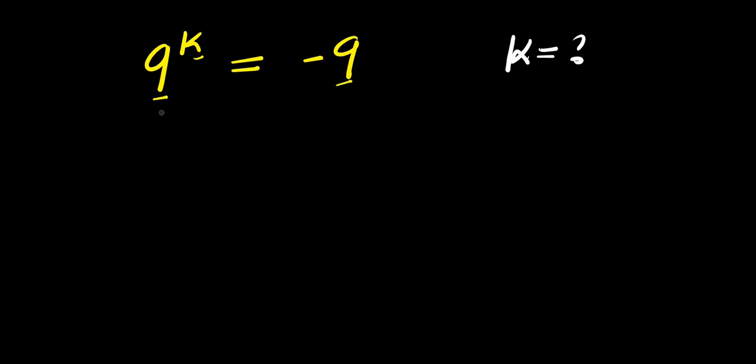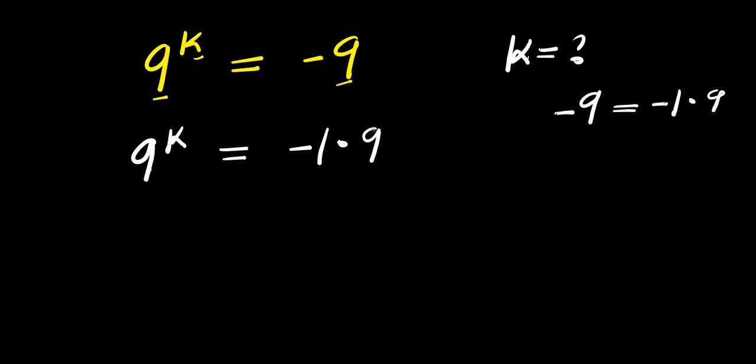Right now, I can have this as 9 power k equals negative 9. Negative 9 is the same as writing negative 1 times 9. So we have negative 1 times 9. Now, the next step right here will be for us to make use of natural log.